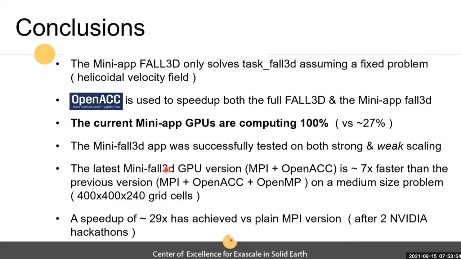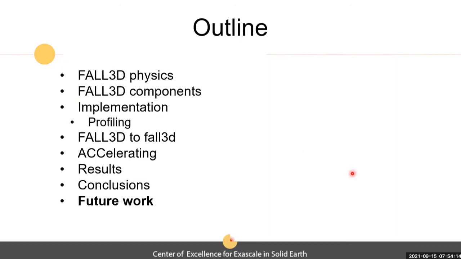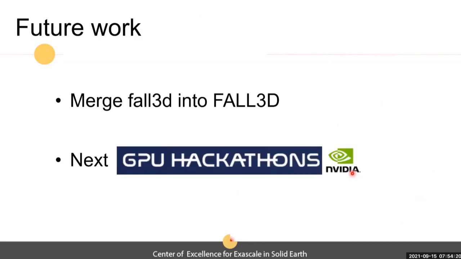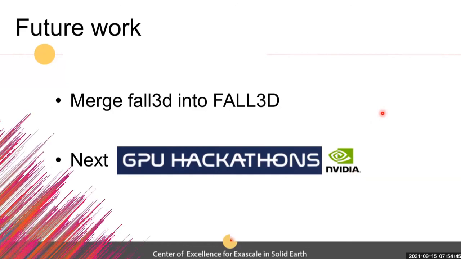A speedup of 29 times has been achieved versus the plain MPI version after 2 NVIDIA hackathons, the one in 2019 and the one this year. All these speedups were achieved using double precision at the Shineka hackathon on Marconi 100. As I already stated, but it's worth mentioning again. So finally, the future work is that we are merging the MiniApp FALL3D into the full FALL3D. This process will increase the amount of required resources, specifically memory and execution time, when dealing with real test case scenarios, such as the one I showed previously. And we are looking forward to the next GPU hackathon to accelerate this merged full FALL3D version. That's the end of my talk. Thank you very much.